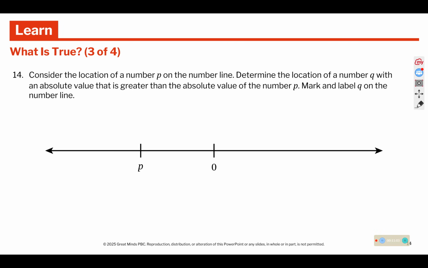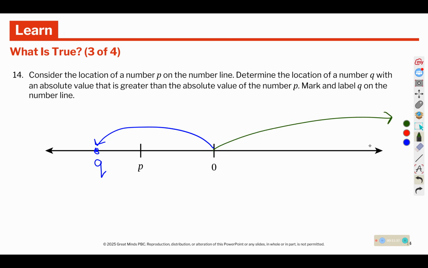Consider the location of the number p on the number line. Determine the location of a number labeled q with an absolute value that is greater than the absolute value of the number p. So to have a greater absolute value, it needs to be farther from 0. Mark and label q on the number line. Q has a greater absolute value because it has a greater distance from 0. We could also place Q in the positive direction, but it needs to be farther down the line than P would be.